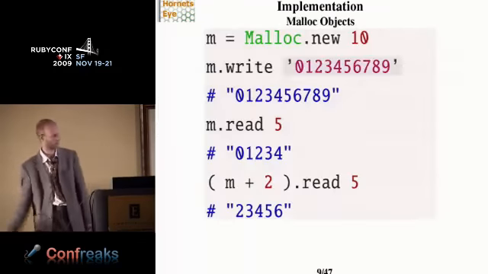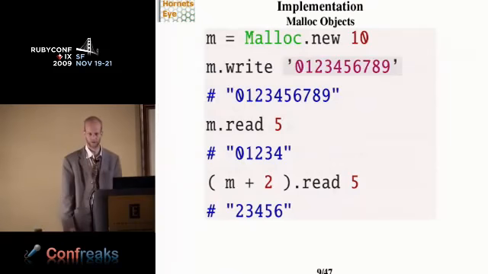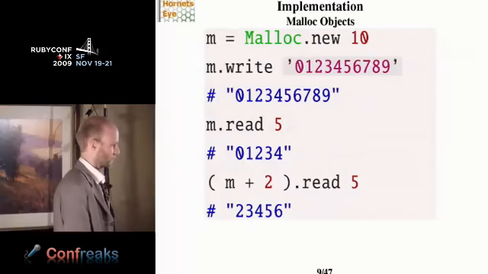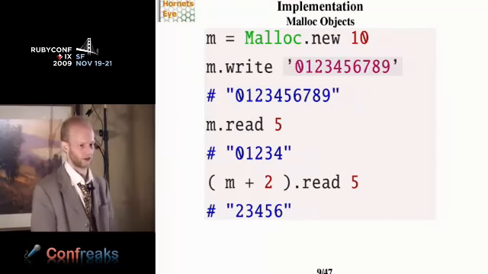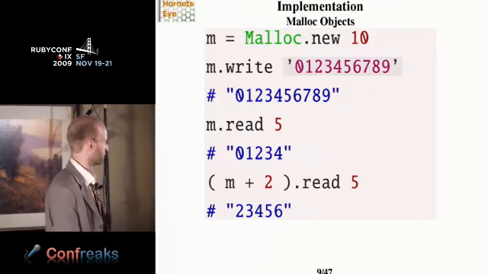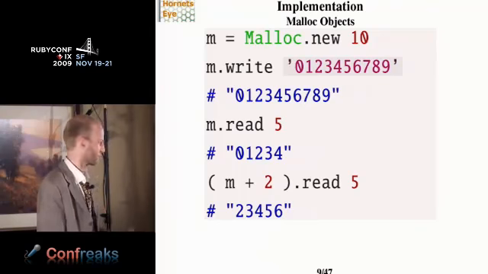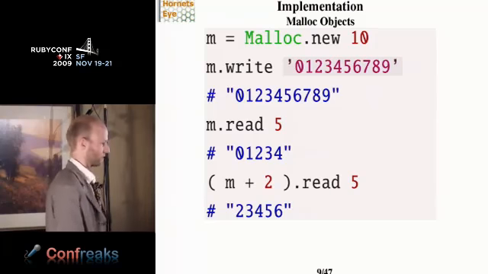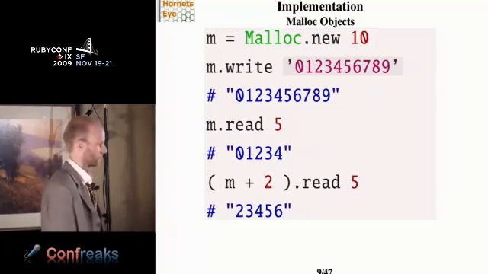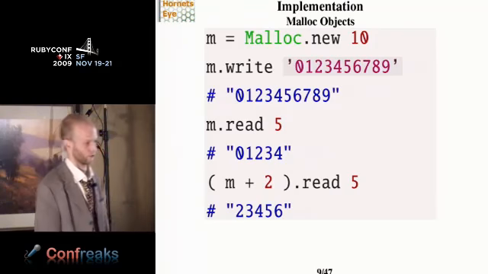Now I'm going to show you how this is done. It's actually not very difficult. The core of the library is very small. You start by defining a C extension, which defines a malloc class. With this malloc class, you can, for example, allocate 10 bytes of memory, and then write a Ruby string to the memory, or read back 5 bytes of memory and get the content as a string. And you can do pointer operations like m+2, and if you read 5 bytes then, it'll ignore the first 2 bytes.